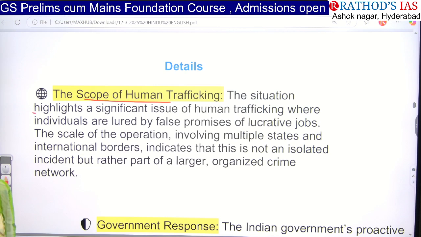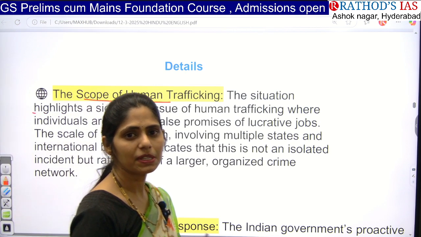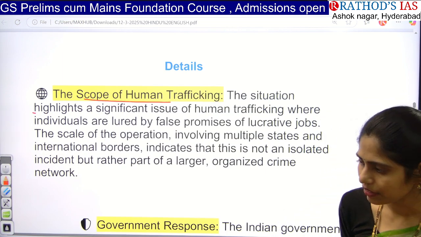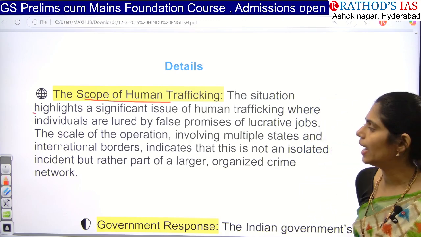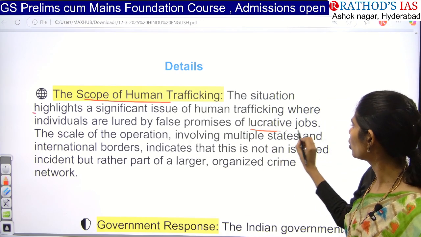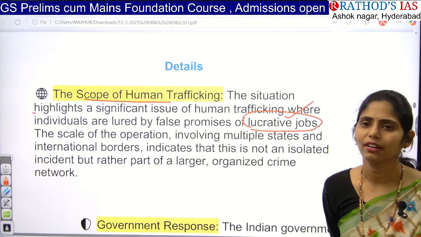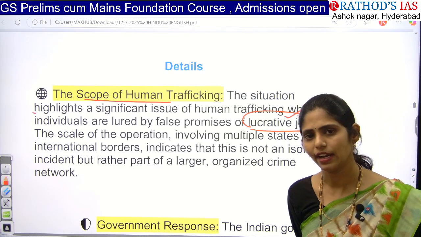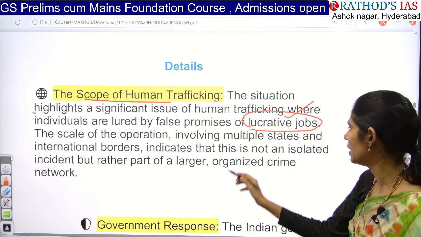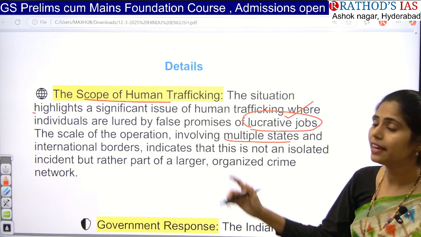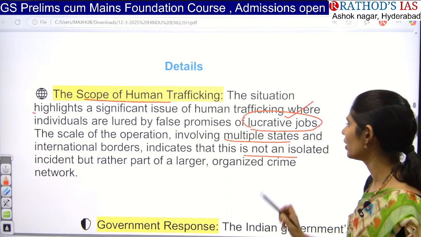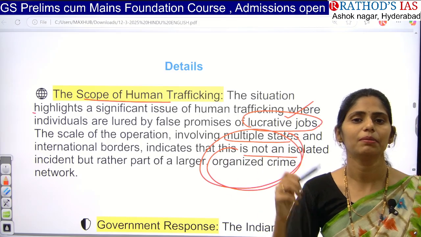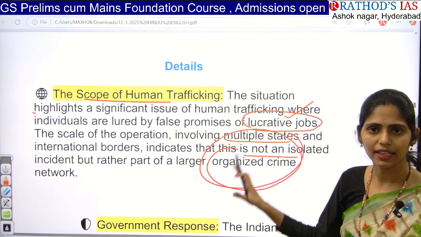Human trafficking happens for different purposes. Women are trafficked for sexual exploitation, and children are also exploited. For jobs, men especially get attracted by false promises of lucrative jobs. They get trapped, involving multiple states and international borders. That is not an isolated incident; there are large organized crime networks behind them, so that everything runs in a proper way.